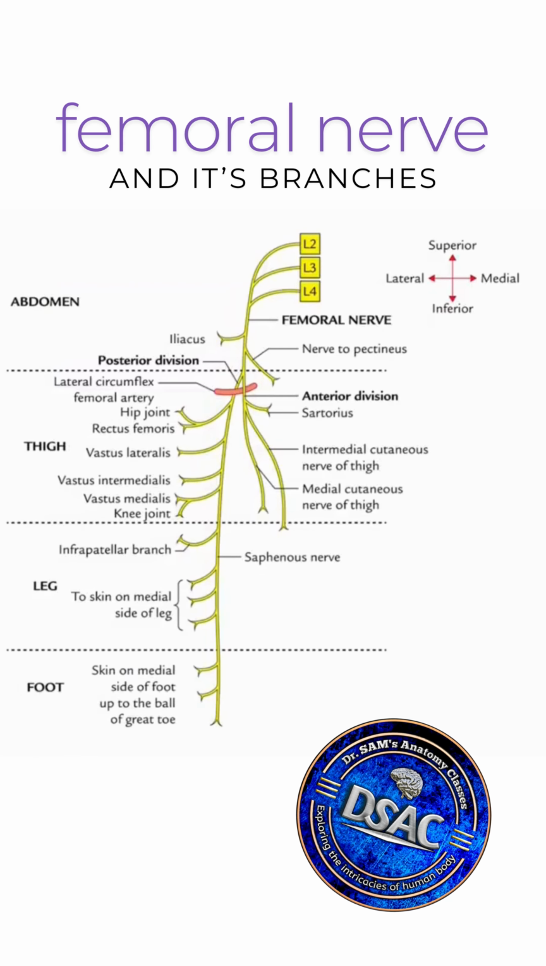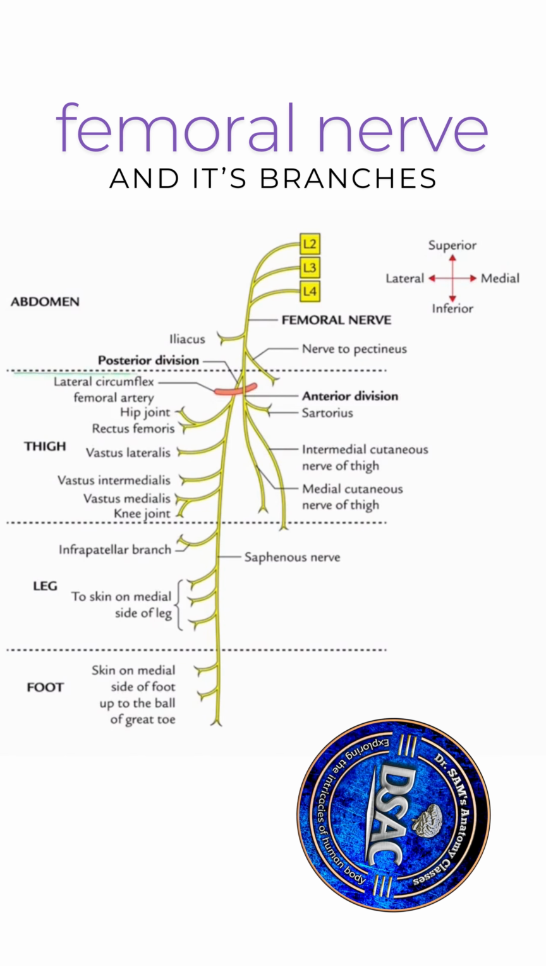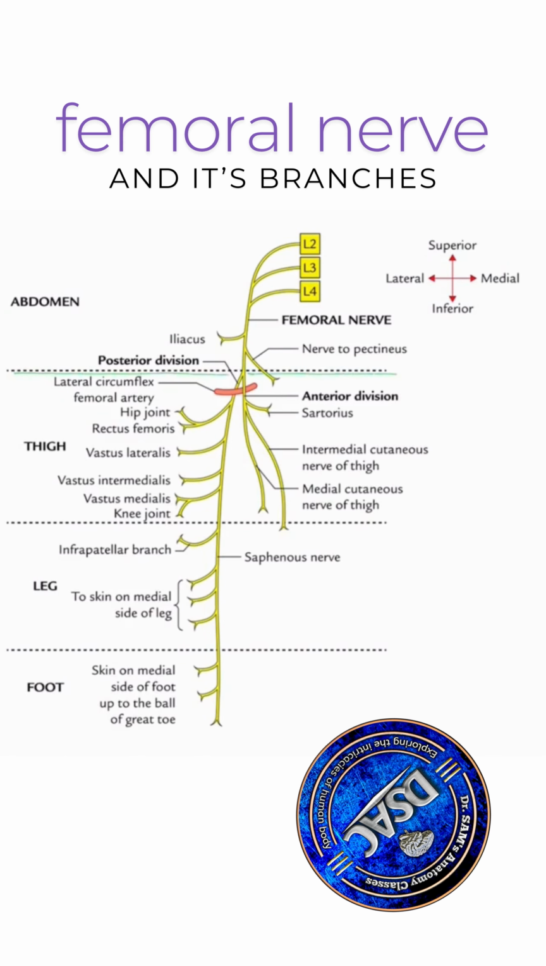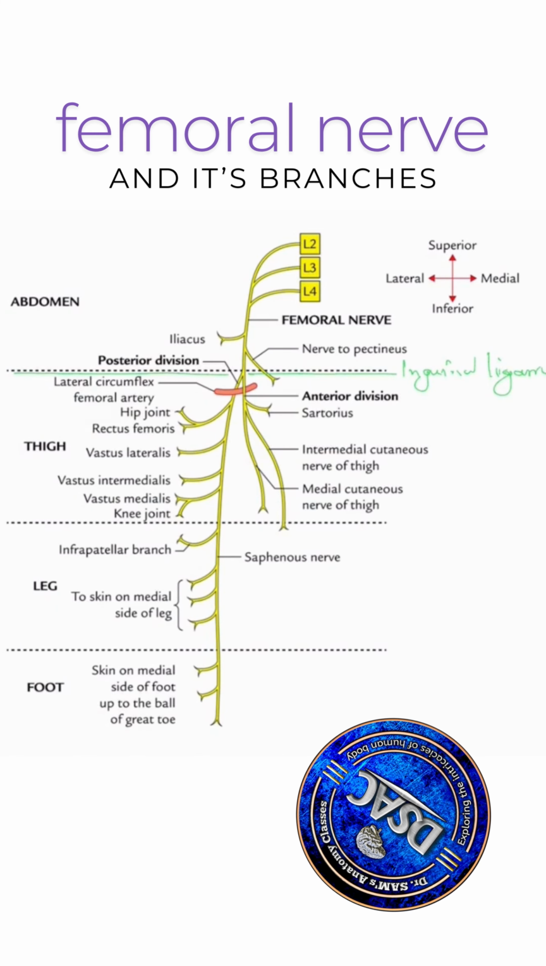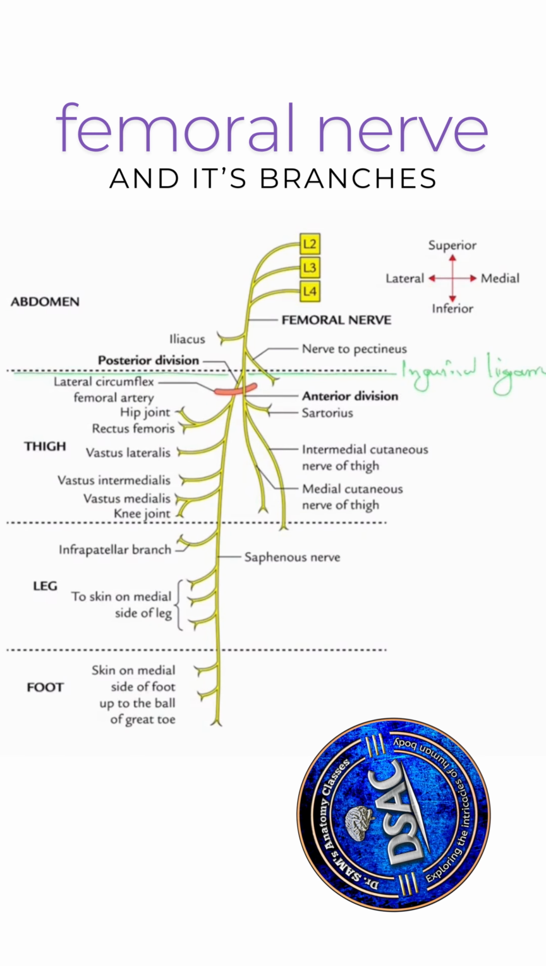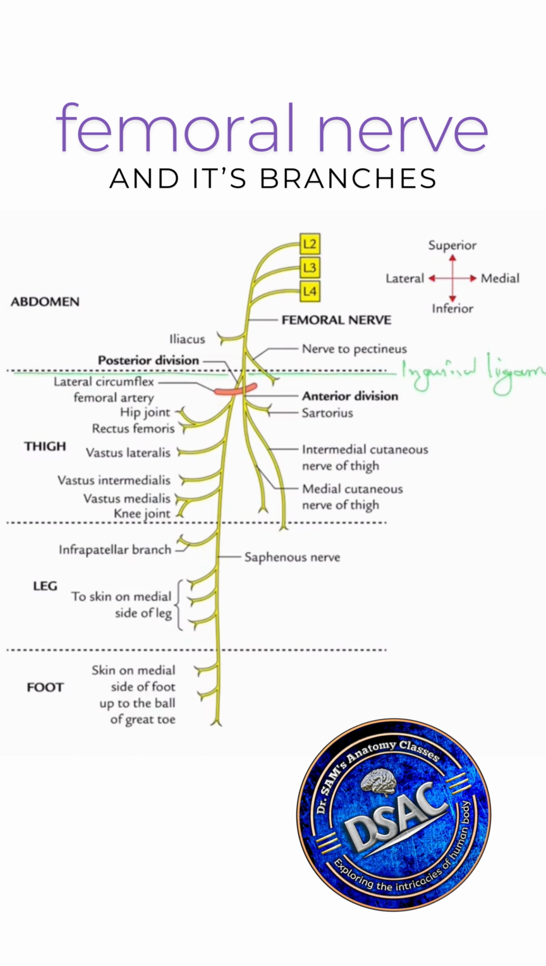This is a schematic way of representing the branches arising from the femoral nerve. As you can see, the green dotted line they have shown is the inguinal ligament. So there are two branches from the femoral nerve arising before it crosses the inguinal ligament. One is a branch to the iliacus and the other is a branch to the pectineus. However, this nerve to pectineus innervates pectineus after reaching into the thigh.